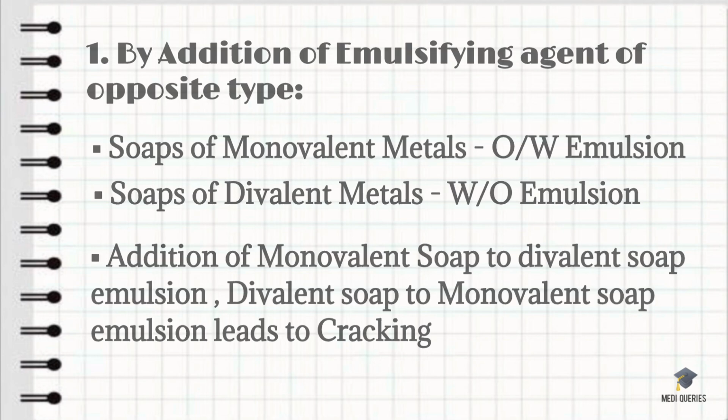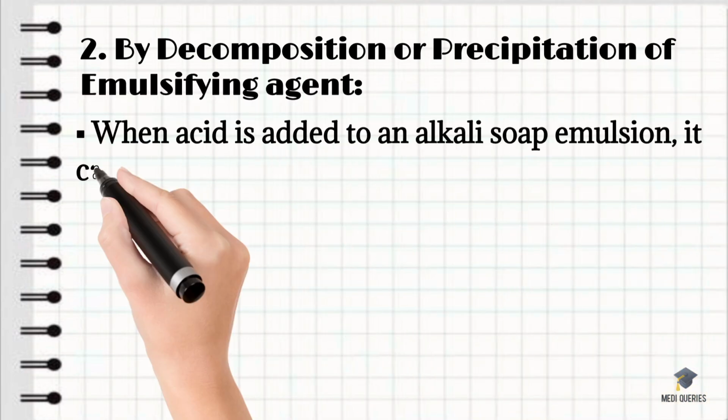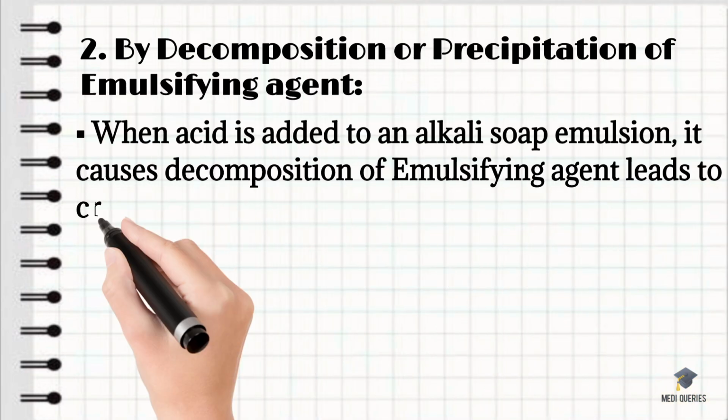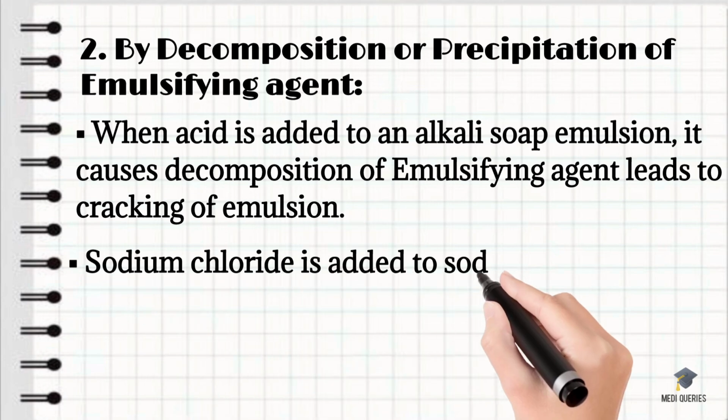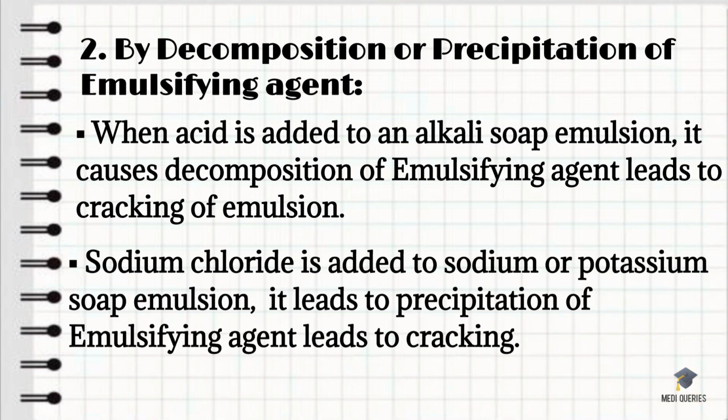Okay, and the next one is decomposition or precipitation of the emulsifying agent. When an acid is added to an alkali soap emulsion like turpentine liniment, it causes the decomposition of the emulsifying agent and thus leads to the cracking of the emulsion. Similarly, when sodium chloride is added to a sodium or potassium soap emulsion, it leads to the precipitation of the emulsifying agent and thus cracking of the emulsion takes place.